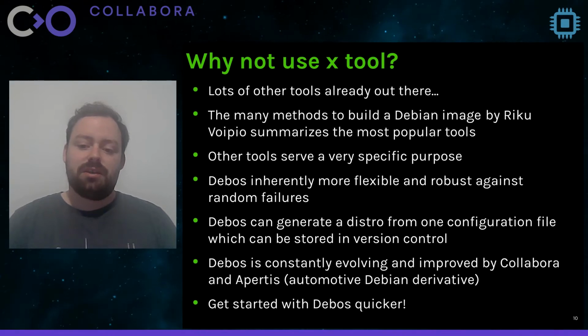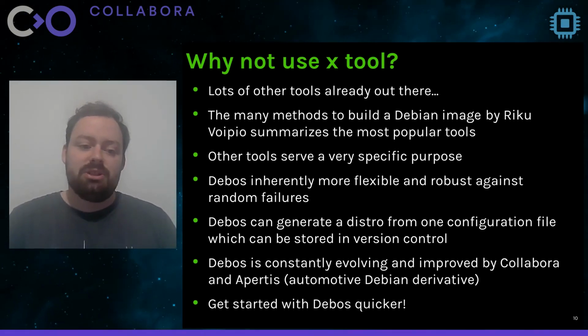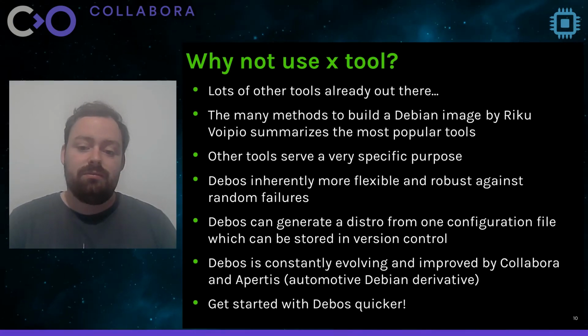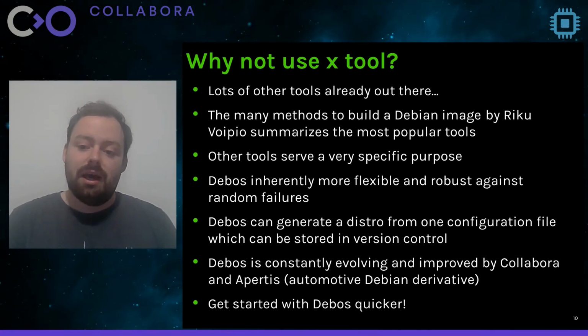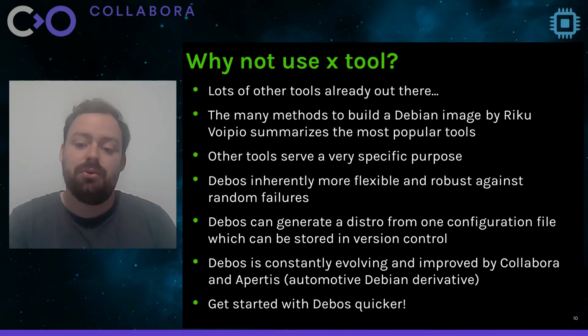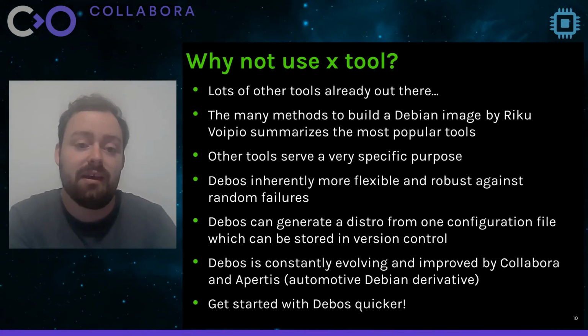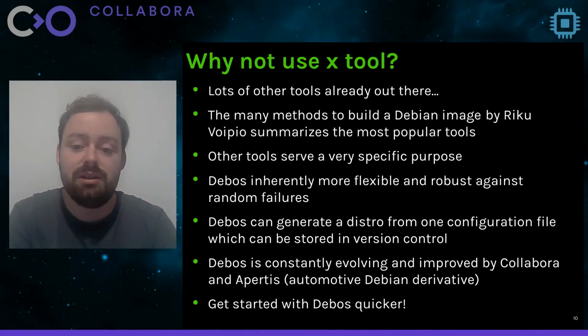Debos generates your custom image from one configuration file, which can be stored in version control, which is quite nice. We also use GitLab continuous integration to build images as soon as they're pushed into the version control. I'm going to go into a little bit of that in this presentation as well.